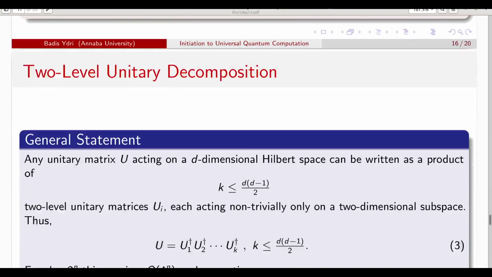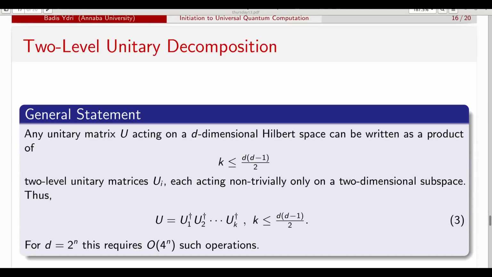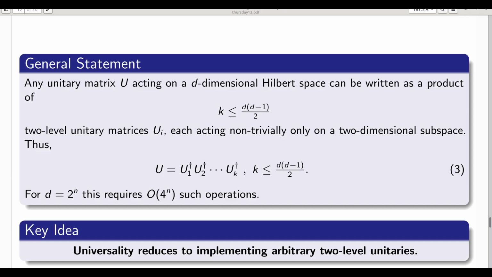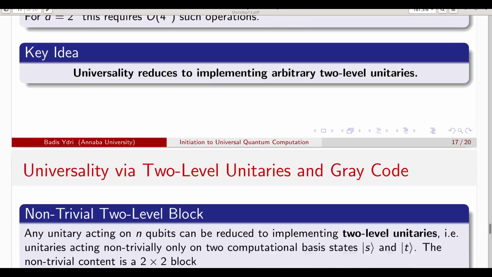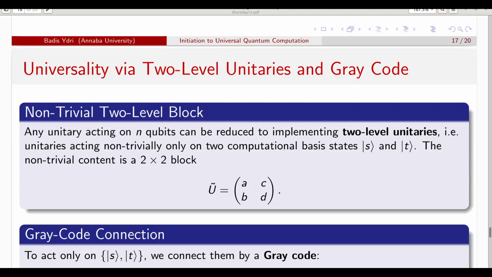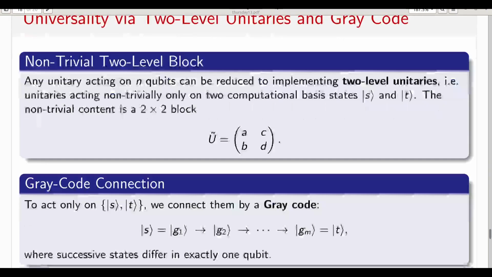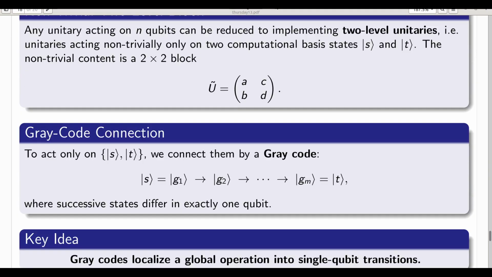Any unitary acting on a finite-dimensional Hilbert space can be decomposed into two-level unitaries. Each acts non-trivially only on a two-dimensional subspace. Thus, universality reduces to implementing arbitrary two-level operations. A general multi-qubit unitary reduces to operations acting on pairs of basis states. These pairs are connected using Gray codes, where successive states differ by one qubit. This localizes a global operation into simple transitions.